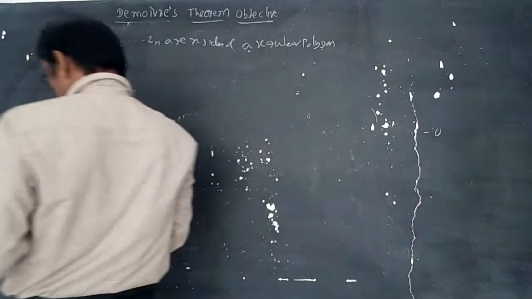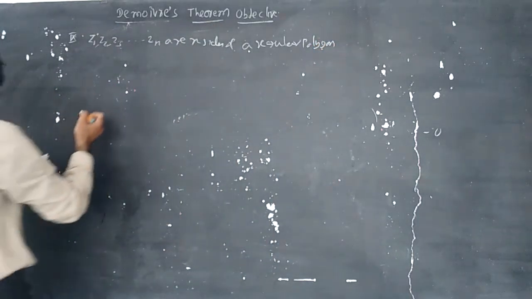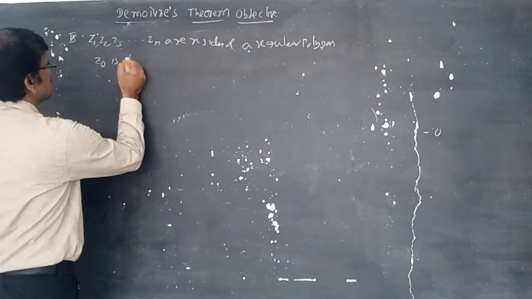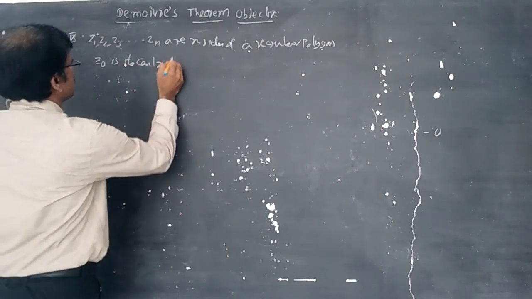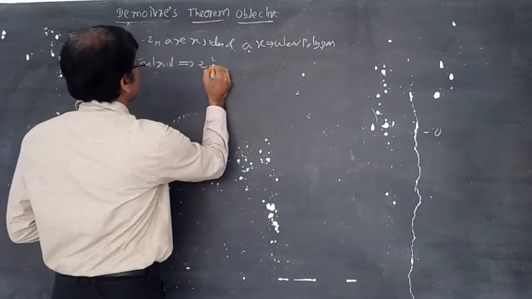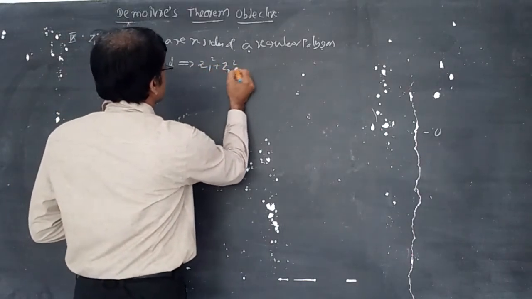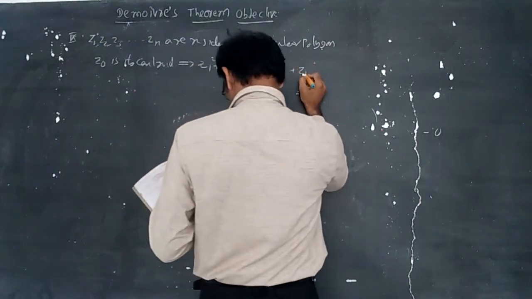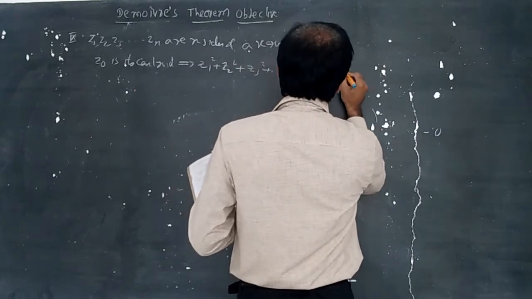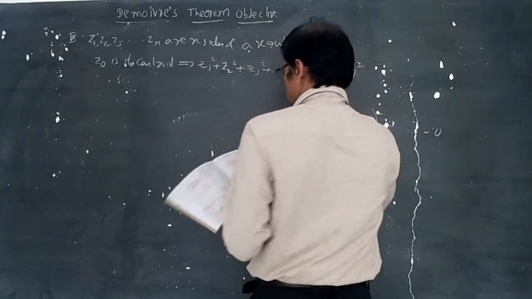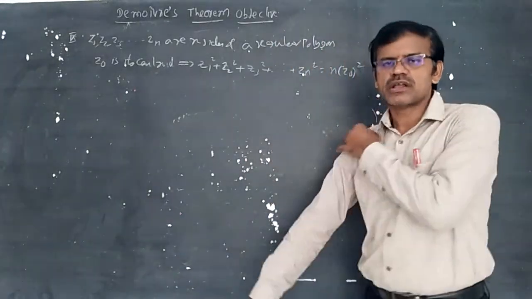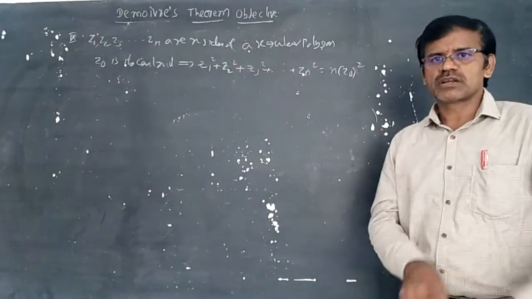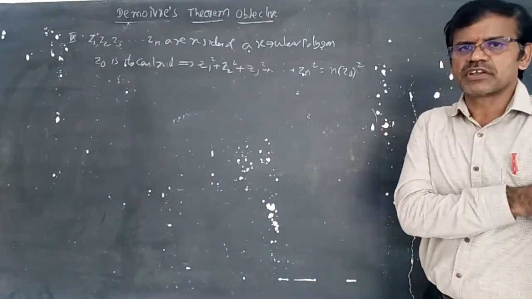Z1, Z2, Z3, and so on up to Zn are the n vertices of a regular polygon, and Z0 is its centroid. That implies the formula Z1 square plus Z2 square plus Z3 square plus so on up to Zn square is equal to n into Z0 square. I will apply this simply for an equilateral triangle. It is discussed for a regular polygon, but now we can apply it for a triangle, that is, an equilateral triangle.